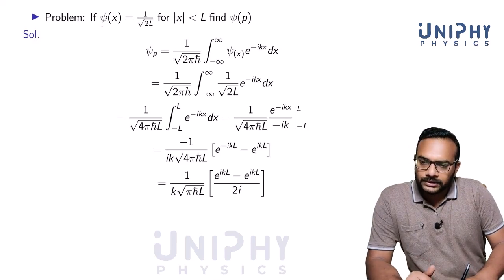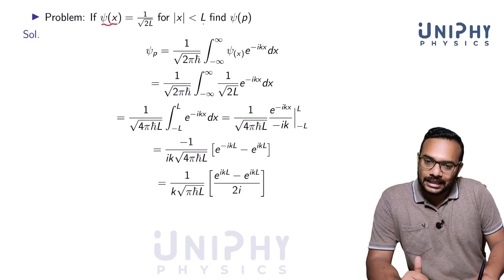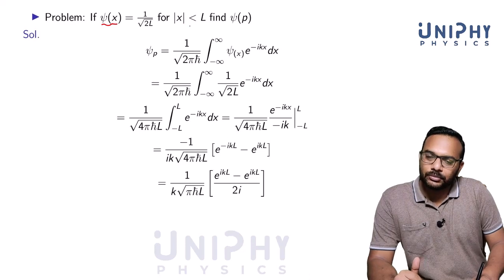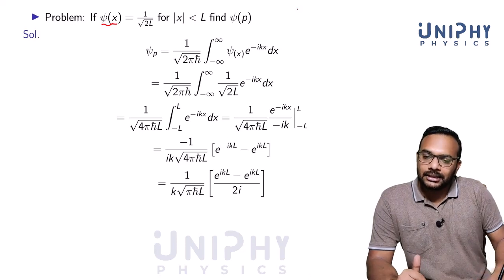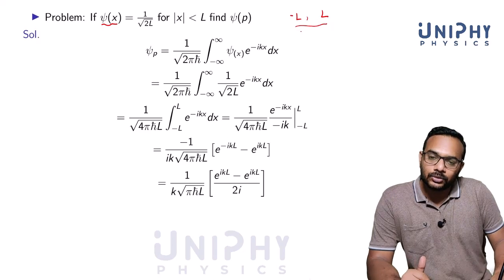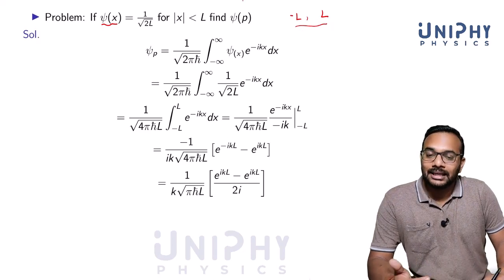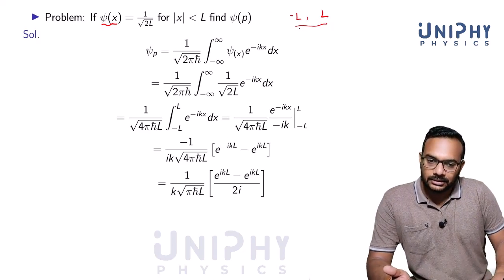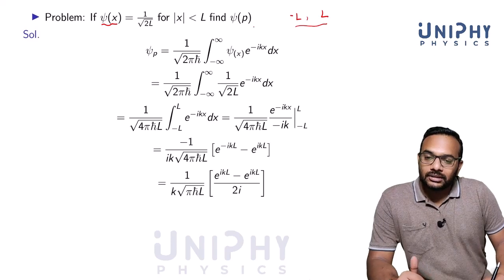Let's do a couple of simple problems. If psi of x is equal to 1 by square root of 2l for modulus x less than l. What does this mean, modulus x less than l? This means that the limits are minus L to L. The range of the wave function is minus L to L. Then modulus x will be less than L. Am I right? So find psi of p.